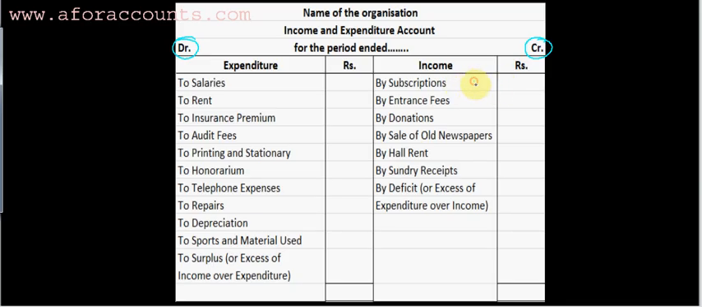The main income sources are subscriptions and entrance fees. Now you can also receive donations from a party. Donations can be specific donations for a special purpose, or they can also be for general purpose. Then sale of old newspapers gives some income. The property an organization is holding can be rented out, so rent. Then sundry receipts, whatever sundry receipts come your way, are your income.